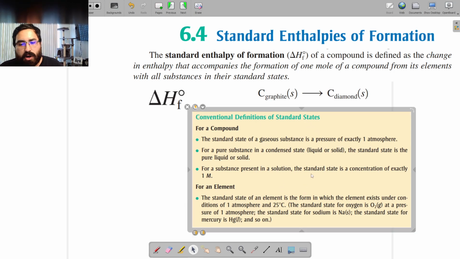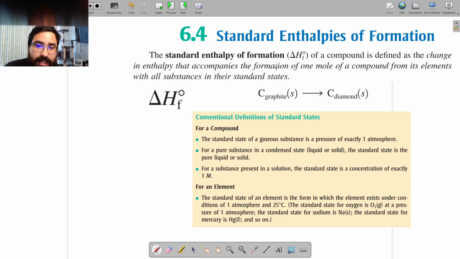You read this on your own time. You can pause it. This stuff you will pick up more as you practice with it, all right? The main idea is elements. The energy to produce an element is going to be 0. Your delta H formation of any element is going to be 0. So anything in its atomic state, the delta H is going to be 0.